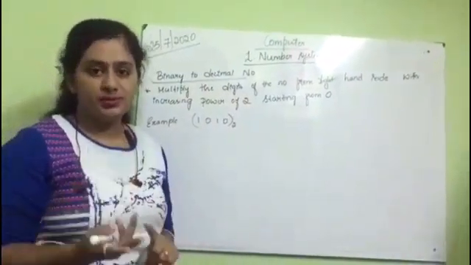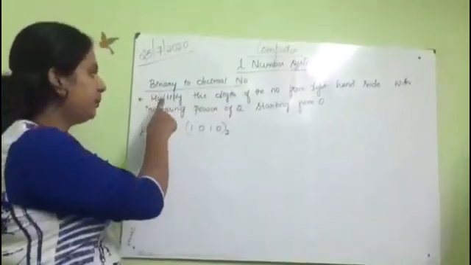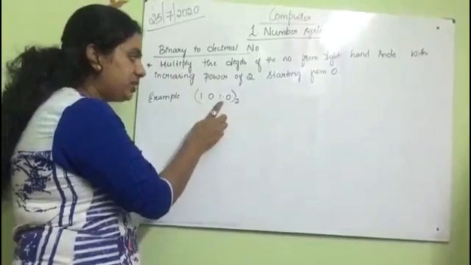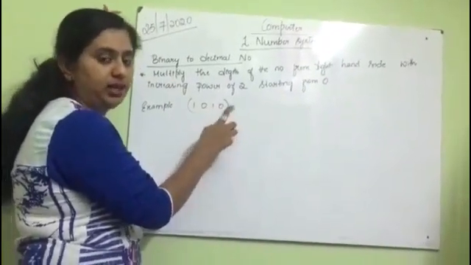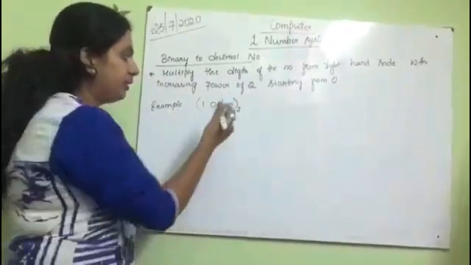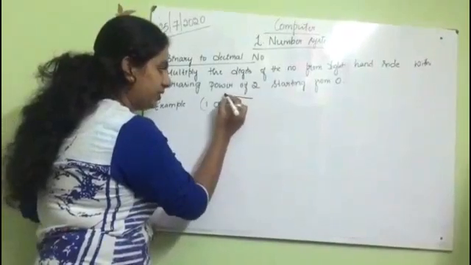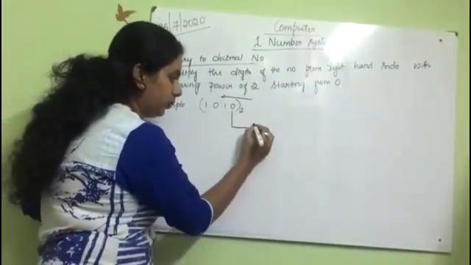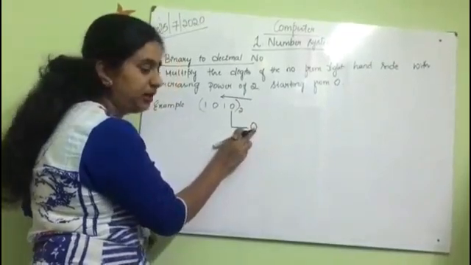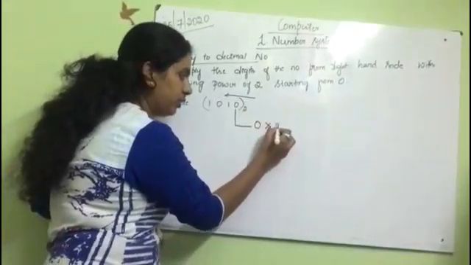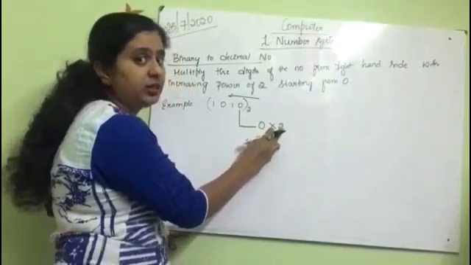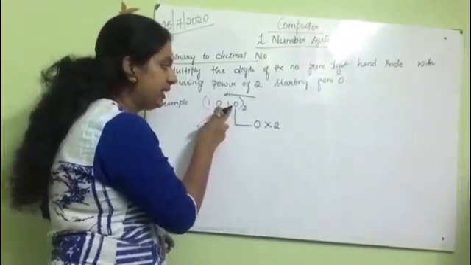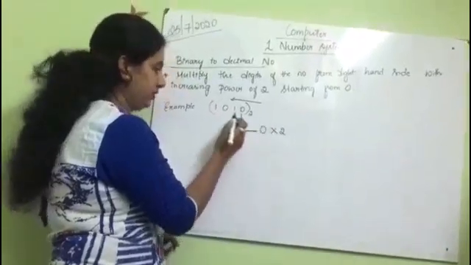So what are the steps to convert? See, first step we have to multiply the digits. Digits means each digit we have to multiply with 2. From the right side we have to start. See, what is the first value here? 0. We have to multiply this 0 with 2. Why are we multiplying with 2? Because we are converting this binary number. So we need to multiply each digit with 2 first.